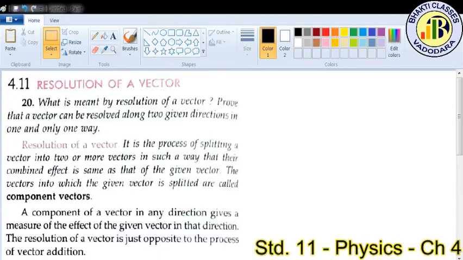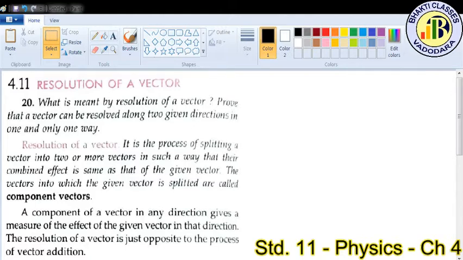So students, we are proceeding for the next topic, resolution of a vector. Till now we have seen how the vector is represented, what are the vector and scalar quantities, their differences. We have also learned how to add two vectors, or composition of vectors. Now we are going to learn about resolution of vectors.